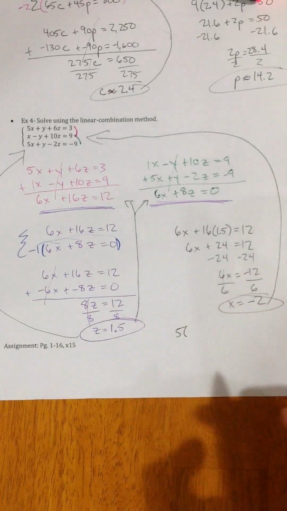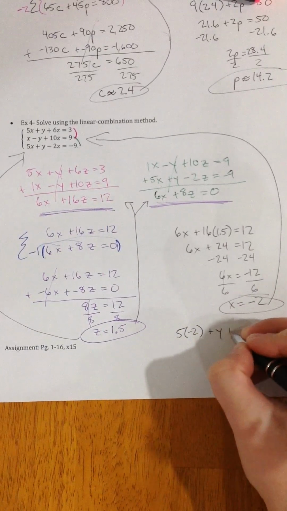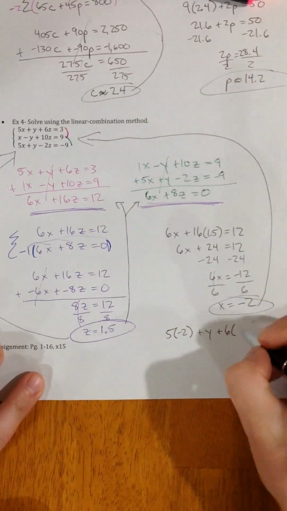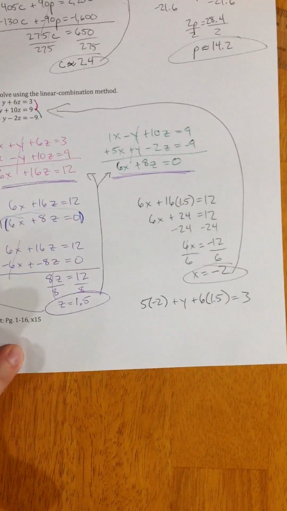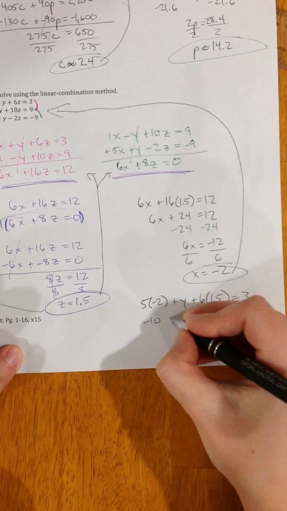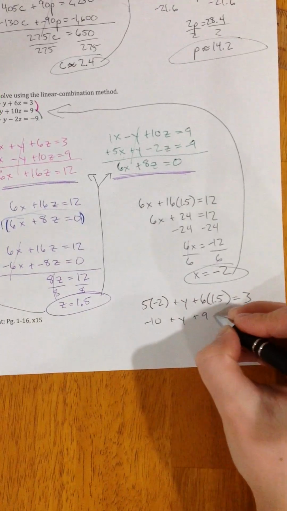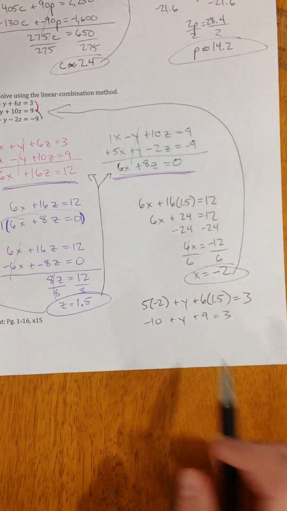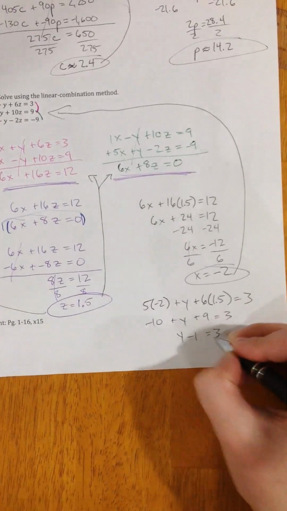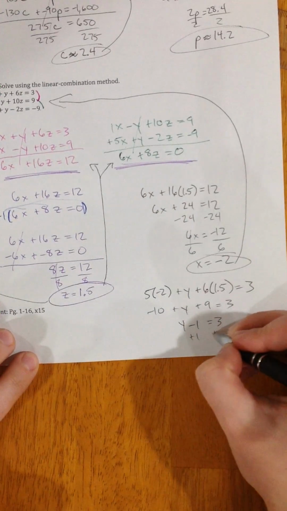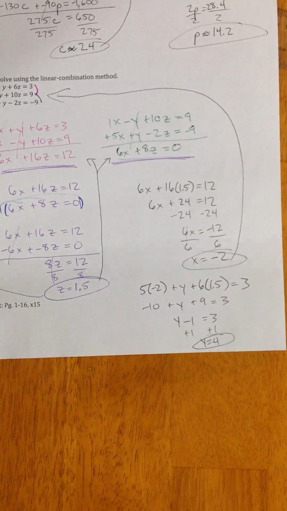So 5, and then instead of the x, we're putting in that negative 2, plus y, plus 6, and then instead of the z, we're putting 1.5 in. It's equal to 3. So then 5 times negative 2, negative 10, plus y, plus 6 times 1.5 would be 9, is equal to 3. Negative 10 plus 9 would be negative 1. So y minus 1, or plus a negative 1, is equal to 3. And then add 1 to each side. Y should equal 4.